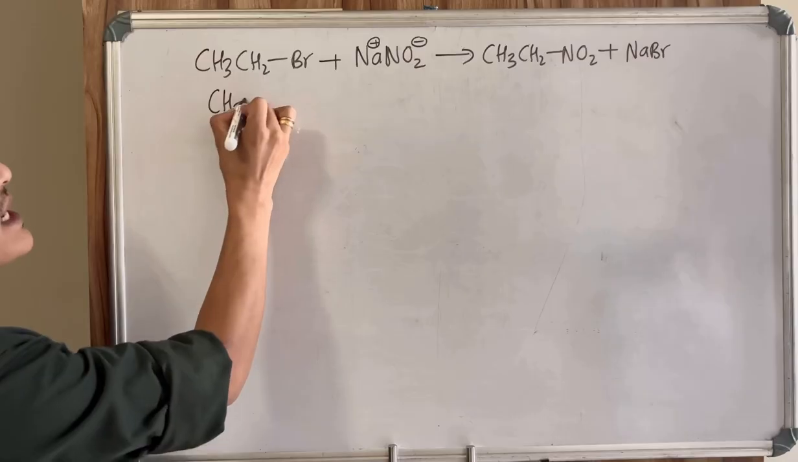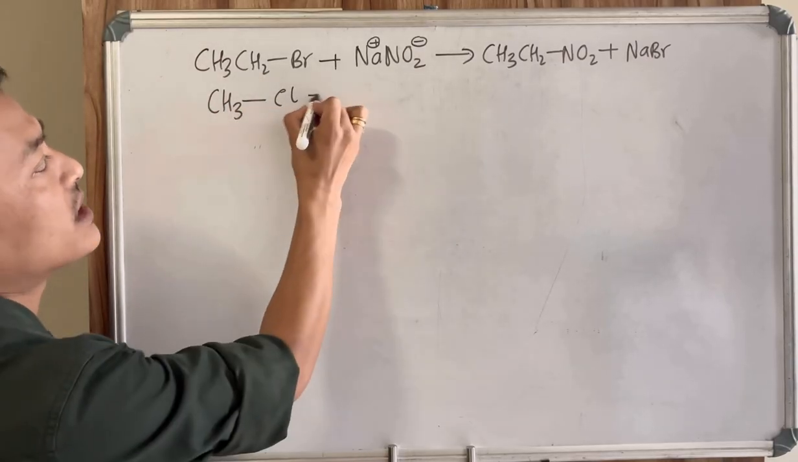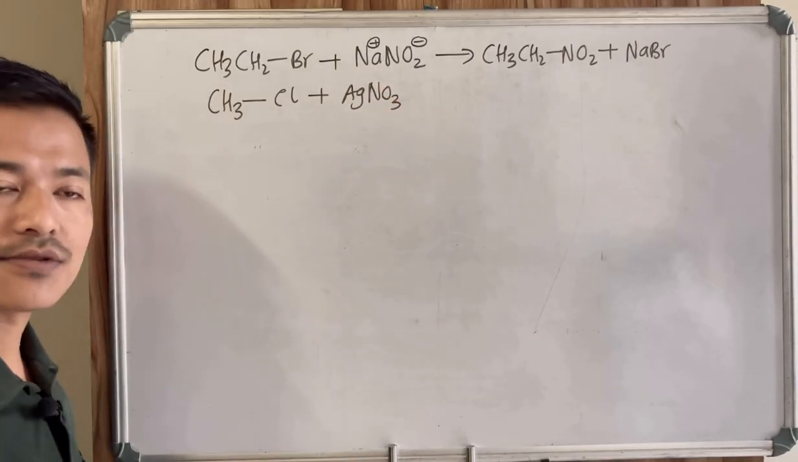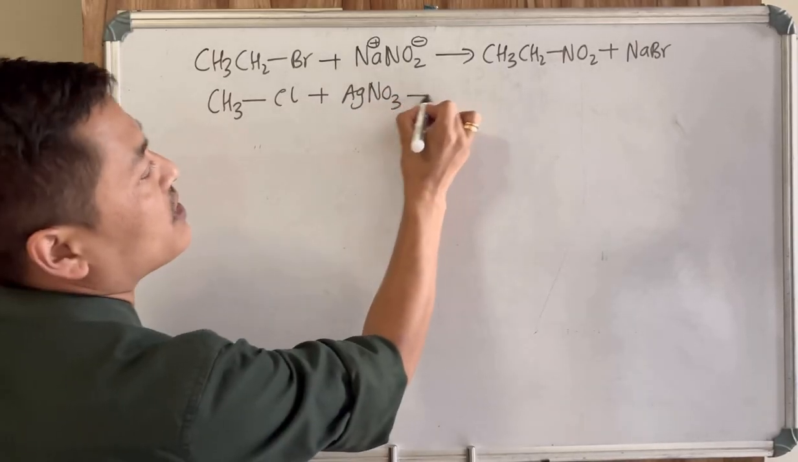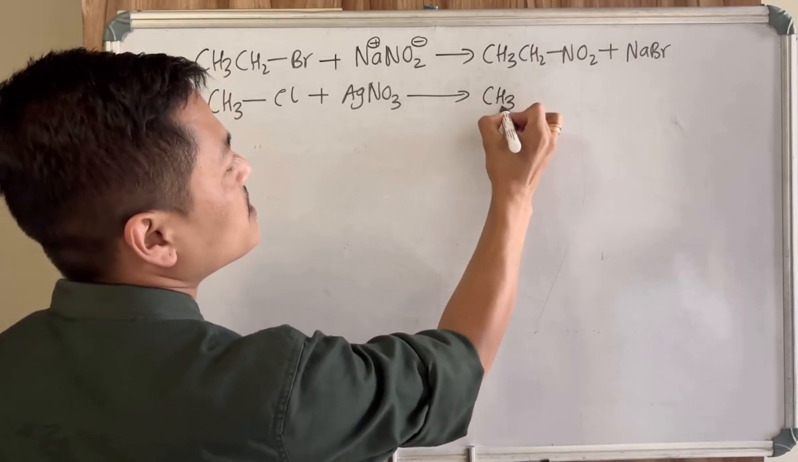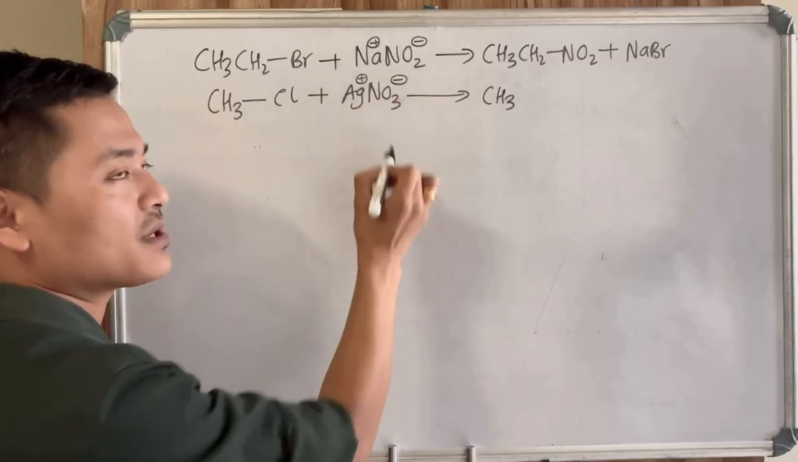Similarly, some more examples. It can be CH3Cl, whichever halogen you like, plus AgNO3, that is silver nitrate. This is a very, very common reaction. So if you react these two, what will be formed? CH3... Ag is simply Ag plus, and NO3 is NO3 minus.